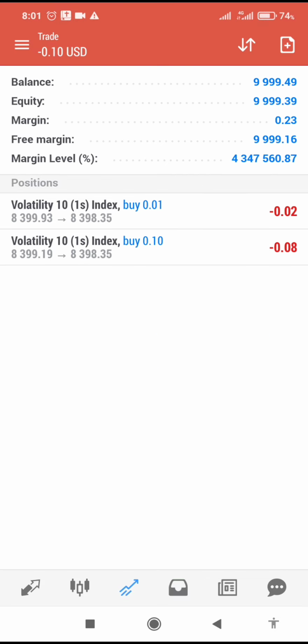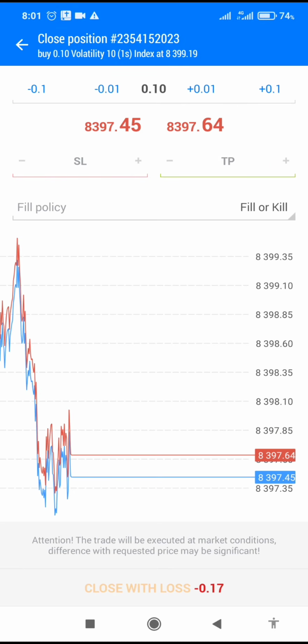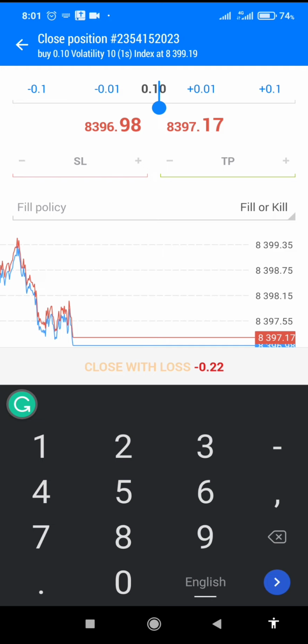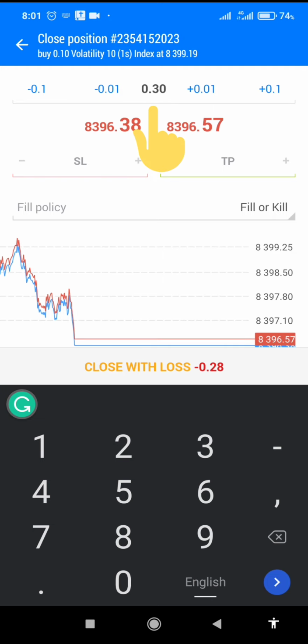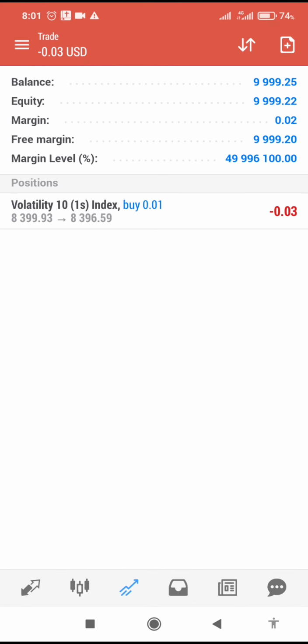Let me show us once again how to close it. Just swipe like this, go to close position area. I'm unable to close. All I need to do is change it back to 30 or change it back to 20. Then I close. So that's how to do it.